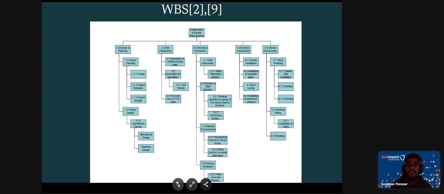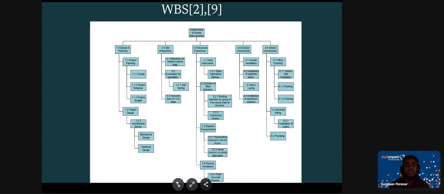Then we go into structural framework, which includes steel fabrication, which also has to do with steel fabrication delivery. Then we have erection of these steel columns. Riveting operations by a group of four were done to secure the steel to the structure. Then we also have to connect girders. Then we have material transportation, which is done by trucks and using derricks to lift these very heavy steel fabrications. Then we have the flooring installation, which includes the floor concrete pouring.